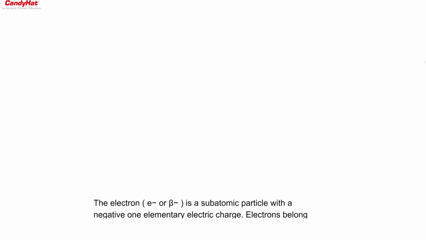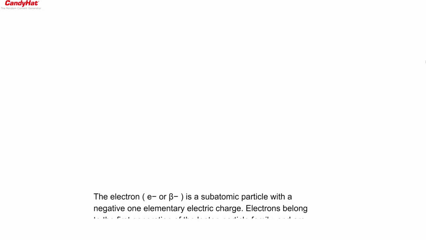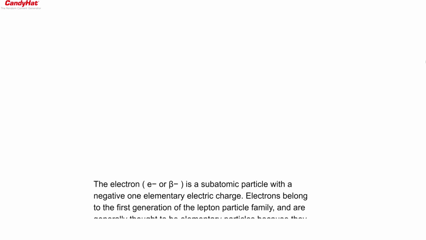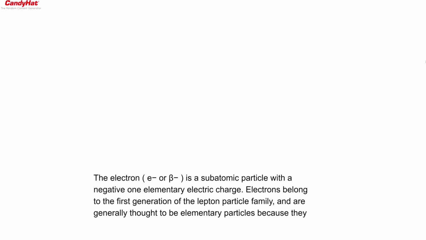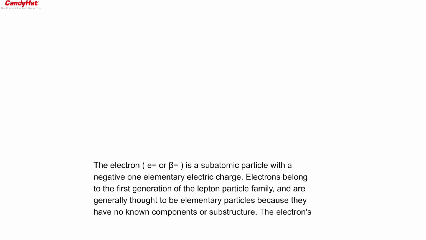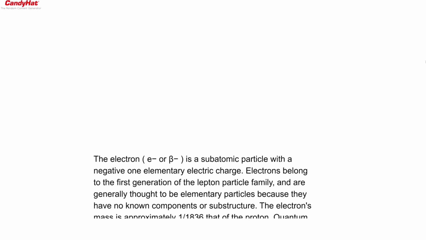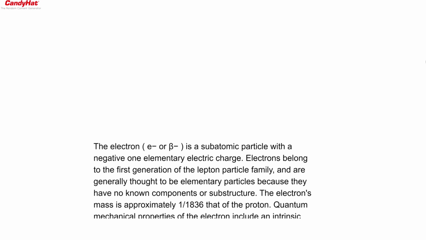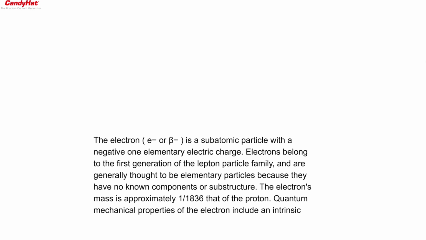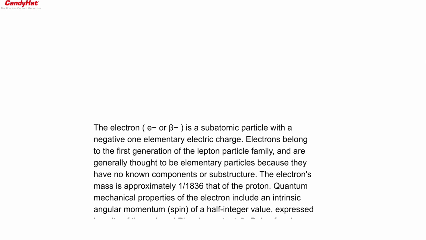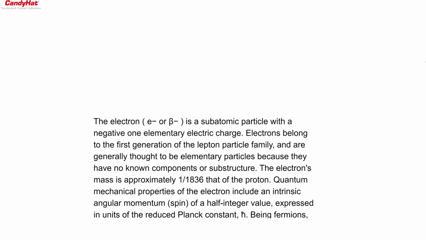The electron, e-, or beta-, is a subatomic particle with a -1 elementary electric charge. Electrons belong to the first generation of the lepton particle family, and are generally thought to be elementary particles because they have no known components or substructure. The electron's mass is approximately 1/1836 that of the proton.